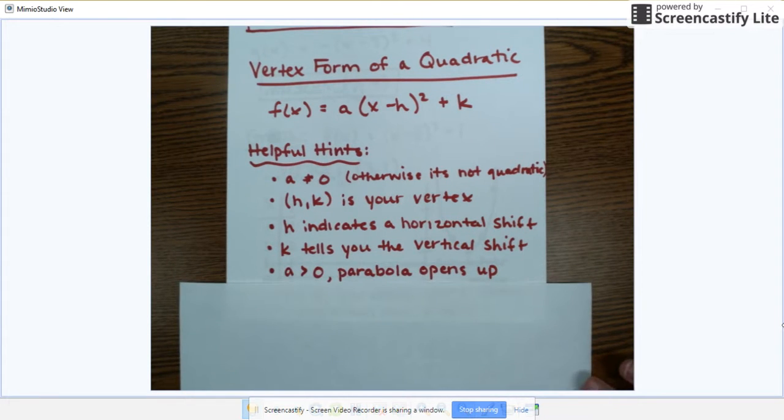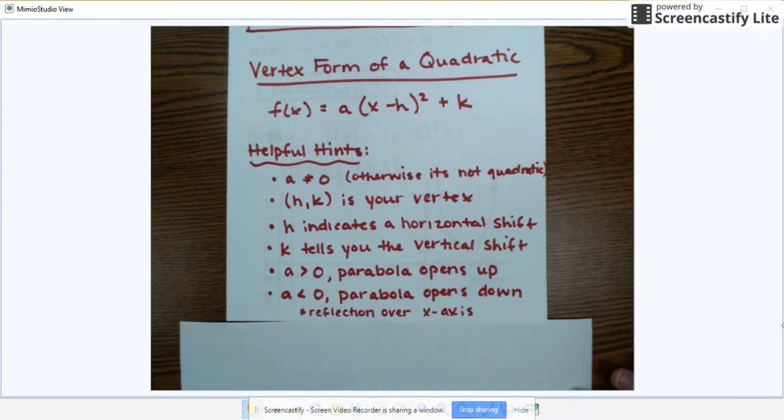So that k tells you how much you go up or down. Then a couple more things about the A value. If A is greater than 0, so any positive number, your parabola is going to open upward. And then if your A is less than 0 or a negative number, it's going to be a parabola opening down, which means it's a reflection over your x-axis.